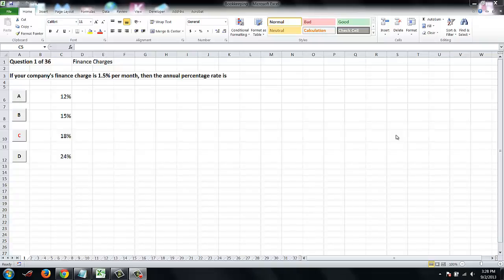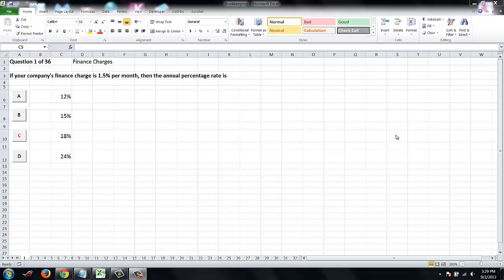Okay, this is the tutorial on the bookkeeping assessment test. Question 1. If your company's finance charge is 1.5% per month, then the annual percentage rate is C, 18%.